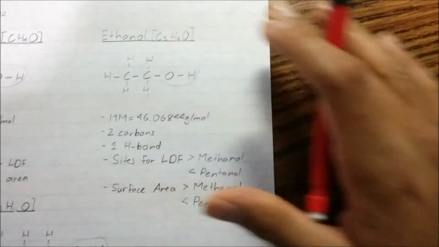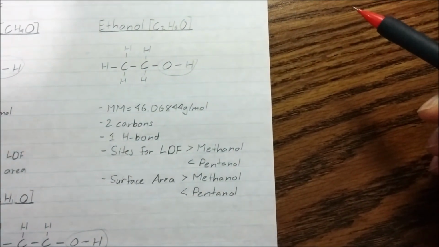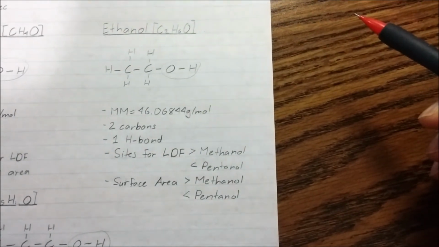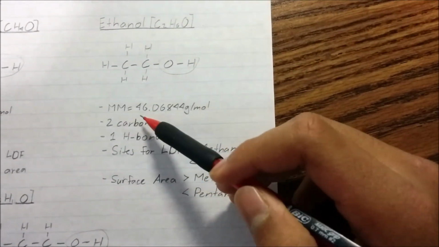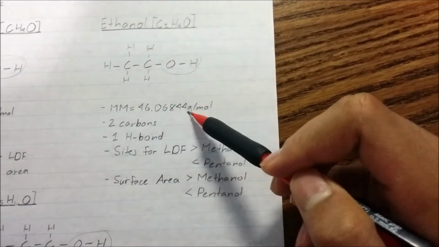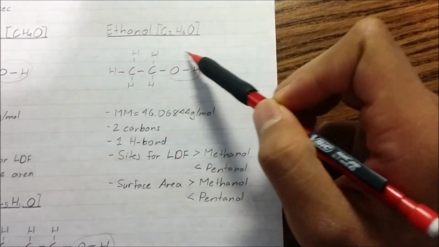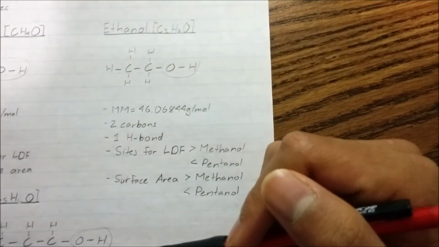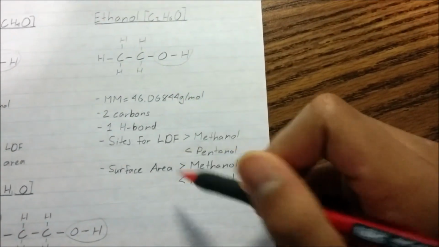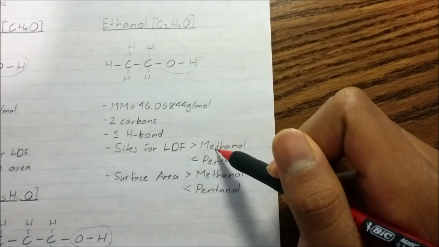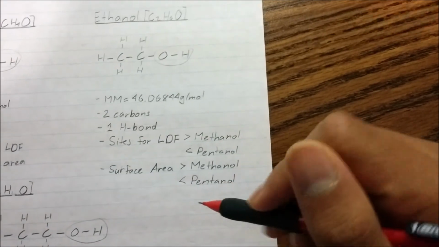Now finally, for ethanol, it is in between methanol and pentanol in terms of average evaporation rate due to its molar mass being in between pentanol and methanol at 46.07 grams per mole, as well as other factors like it having 2 carbons and 1 hydrogen bond, again, like all the other three. This results in a molecule with more surface area and sites for LDF compared to methanol, but less surface area and less sites for LDF compared to pentanol.